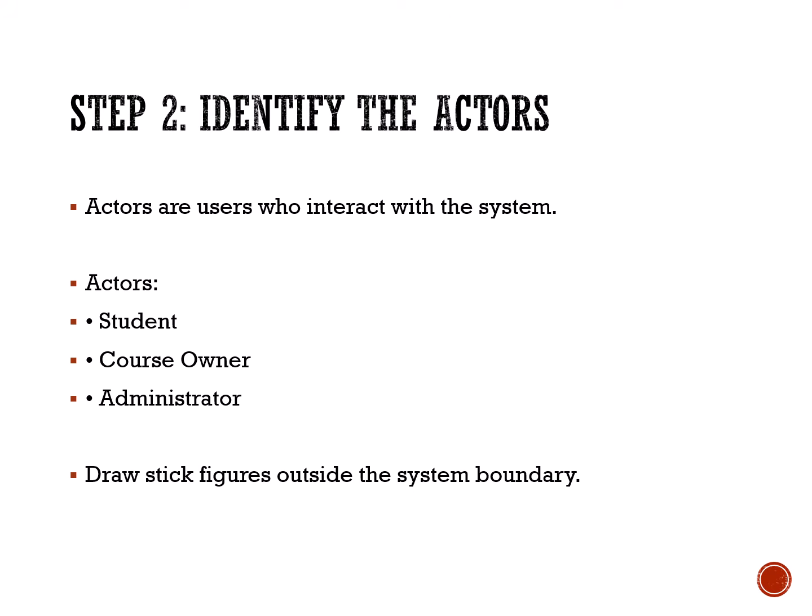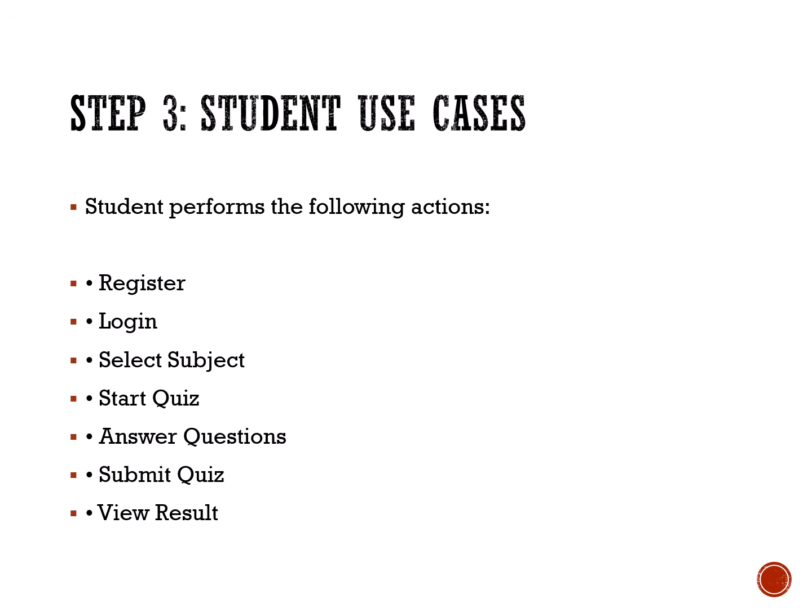After finding the actors, we need to find the use cases of each actor. What are the things the student performs? The student performs the following actions. He can register, he can log in. After login, he can select the subject, start the quiz of that subject, answer the questions, submit the quiz, and also see his or her result. All these things are performed by the student. Everything will be given in the question: register, login, select subject, start quiz, answer question, submit quiz, view result.